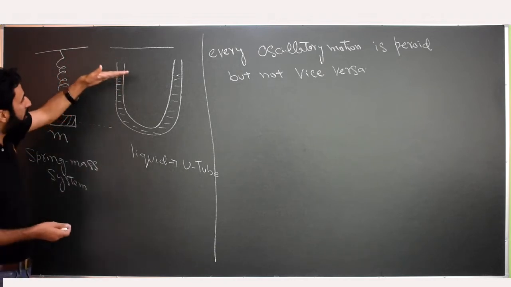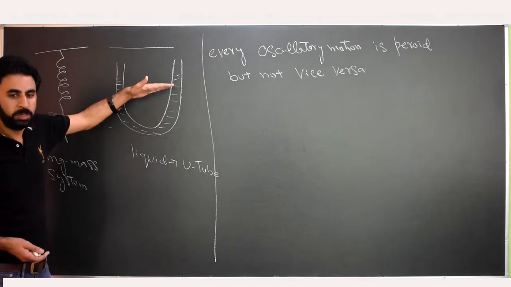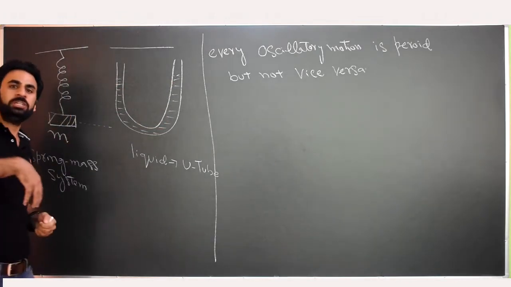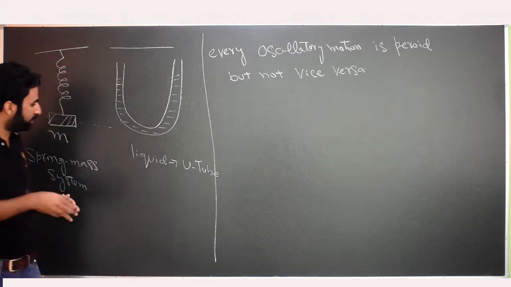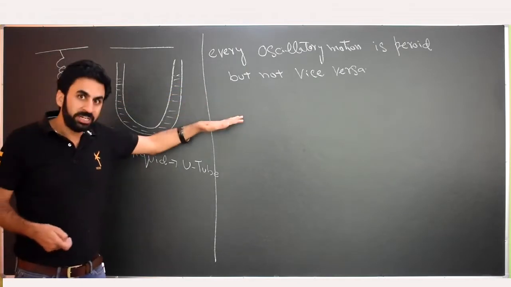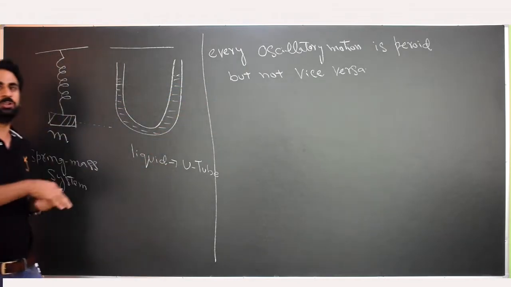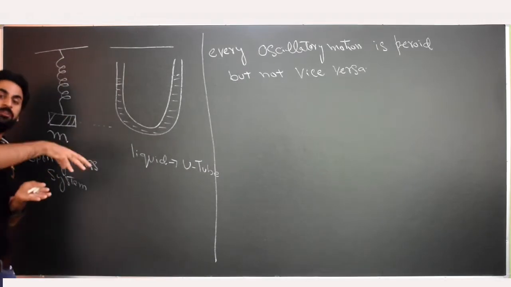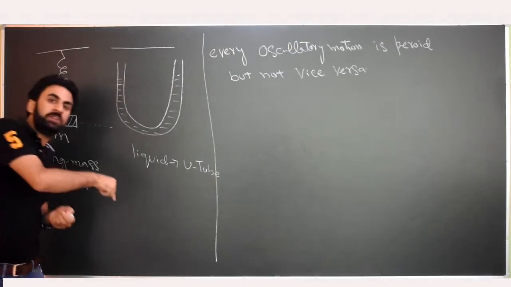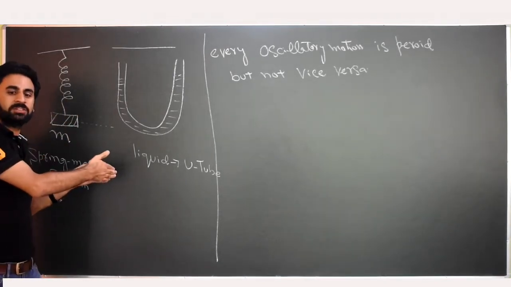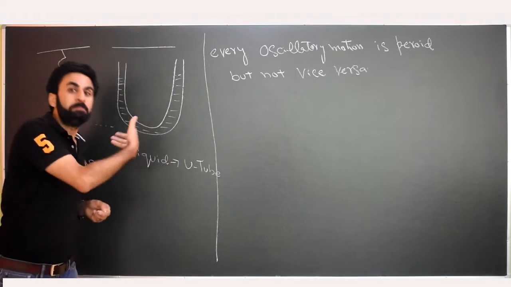Suppose we took the example of a liquid in a U-shaped tube. It is oscillatory, but automatically it becomes periodic. So every oscillatory motion is already periodic, because the conditions which the motion must satisfy to be periodic are already fulfilled in oscillatory motion. In oscillatory motion, apart from being a to-and-fro motion, it should also repeat after equal intervals of time. So once the oscillatory motion repeats itself after regular intervals of time, it automatically becomes periodic as well.